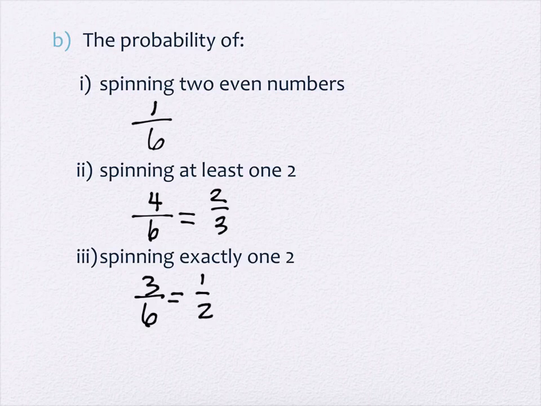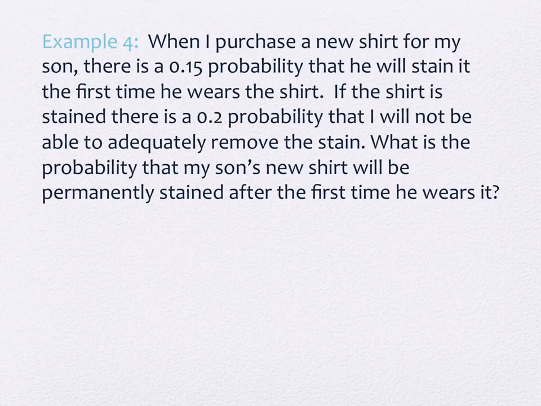Okay, we will do one more and then we'll push pause till next time, okay? We're ending on a fun one. This was written ages ago when my now 15-year-old son was quite little and prone to staining his shirt constantly. When I purchase a new shirt for my son, there is a 0.15 probability that he will stain it the first time he wears it. If the shirt is stained, there's a 0.2 probability that I will not be able to adequately remove the stain, right? It's stained forever. You ever had that happen before? It's annoying, isn't it? Oh, frustrating. What is the probability that my son's new shirt will be permanently stained after the first time he wears it?